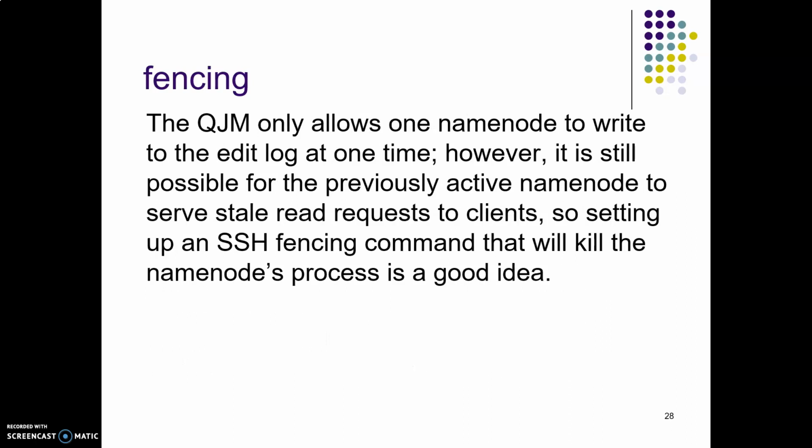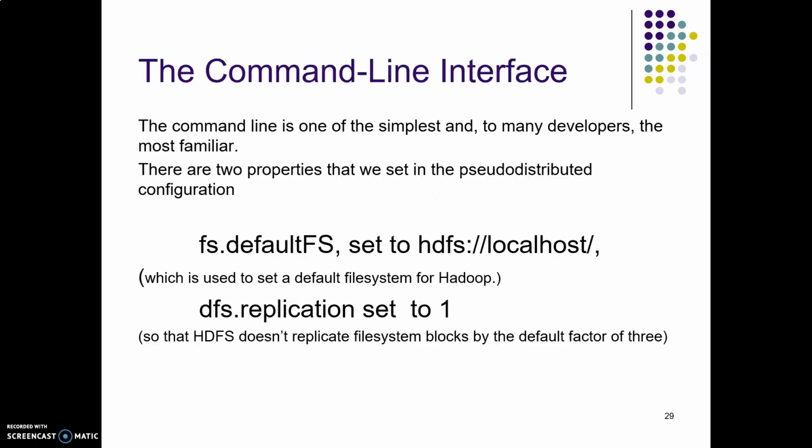The QJM, which we have already seen, that is Quorum Journal Manager, allows only one name node to be written to at one time. However, it is still possible for the previously active name node to serve stale read requests to the clients. So setting up an SSH fencing command that will kill the name node's process is a good idea. So the fencing is done by making use of QJM and the SSH fencing command. So this is what we were talking about regarding failover and fencing.